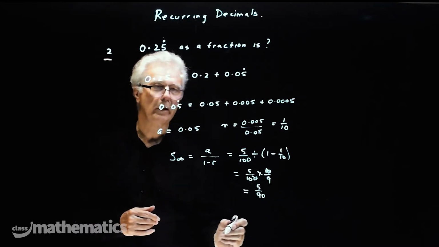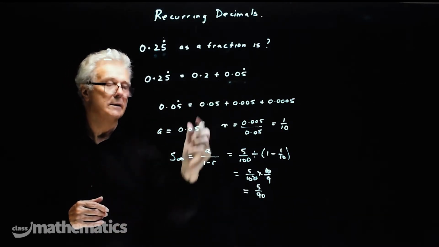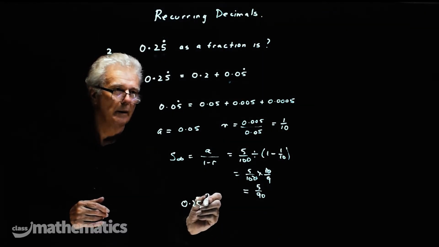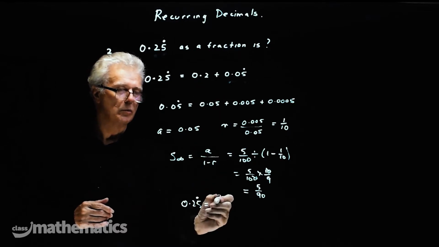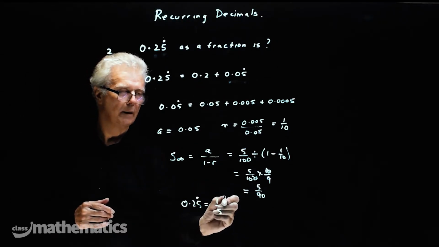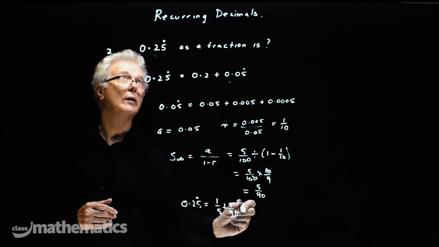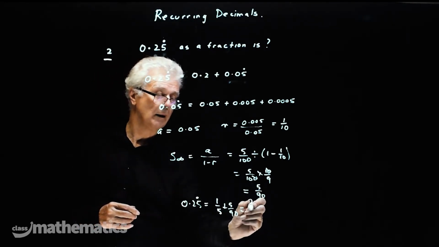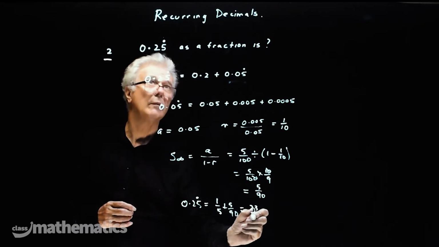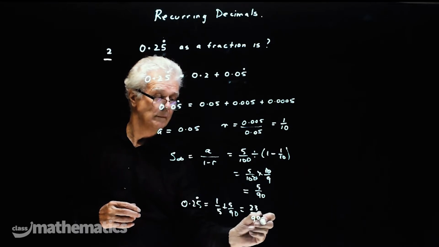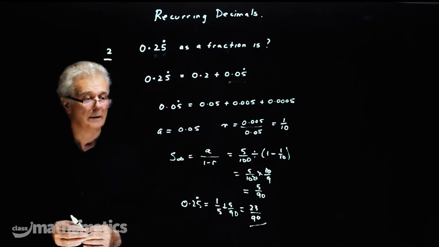I haven't finished yet, because that only gives us this little bit here. So 0.25 repeater is equal to 2 over 10, which is 1/5, plus 5 over 90, and that will give me, I think, 23 over 90. Done.